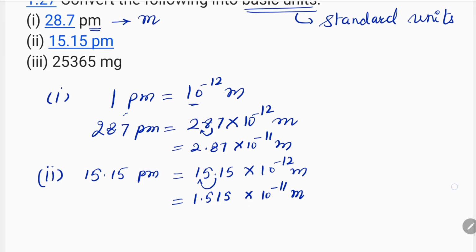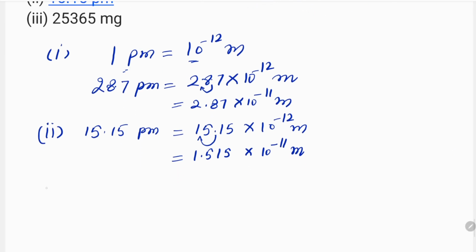All right, let's do the third question. Okay, now third question is 25,365 milligram. Over here it is gram. Gram is CGS unit of mass. Okay, but we have to have the standard unit of mass. Standard unit of mass is kilograms. So we have to convert it into kilograms.